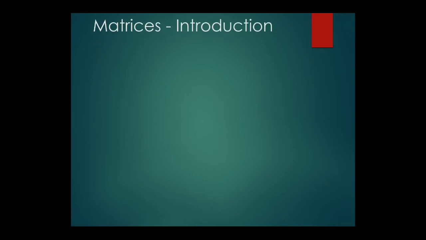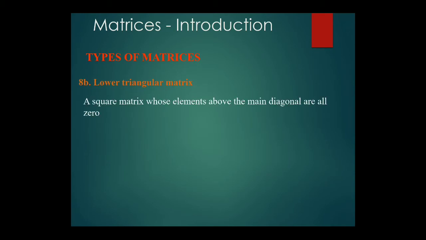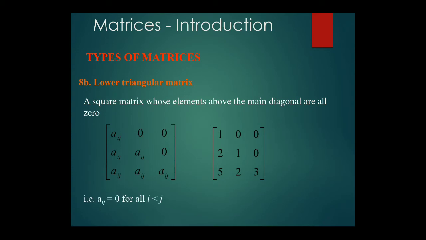Now obviously since we've done the upper triangular matrix, now let's see the lower triangular matrix. So this is basically a square matrix where the elements above the main diagonal all are 0. So it's just the opposite to the upper triangular matrix. So again here we have aij 0 0, aij aij 0, aij aij aij. So we have an example. We have 1 0 0, 2 1 0, 5 2 3. So you can see our main diagonal is 1 1 3 and the elements above the diagonal are 0 0 0. Next we have the scalar matrix.